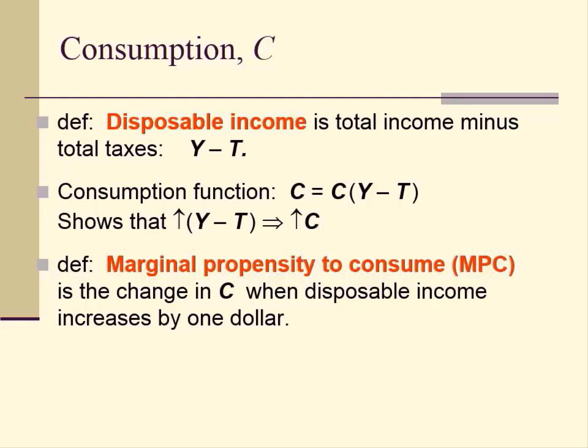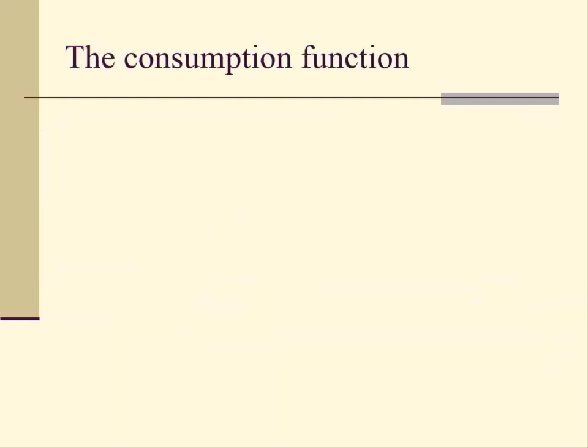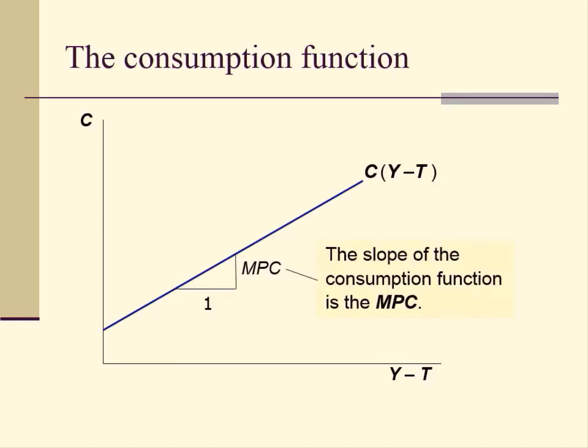That is, change in C over change in disposable income. And the change in C over change in disposable income is nothing more than the slope of the consumption function. When you plot disposable income on the horizontal axis and consumption on the vertical axis, the slope is then the MPC, which is change in consumption over change in disposable income.